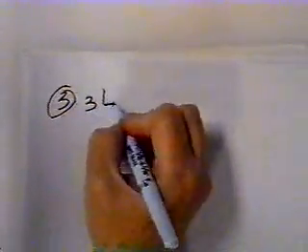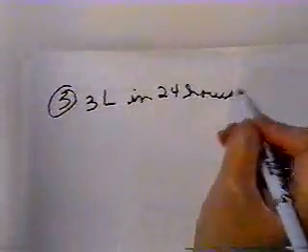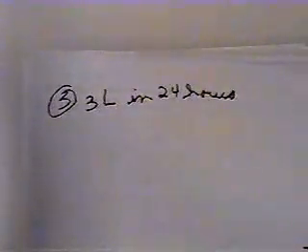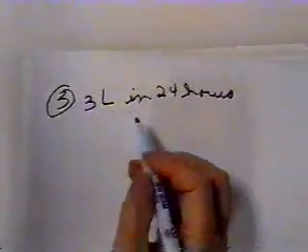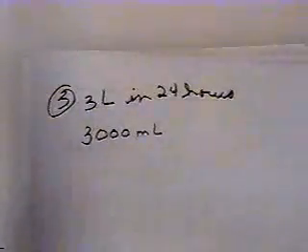Okay. Number 3. Number 3 says to give 3 liters in 24 hours. We cannot work with anything except milliliters. In the IV problems, it has to be milliliters. So 3 liters is how many milliliters? You move your decimal. 3,000.